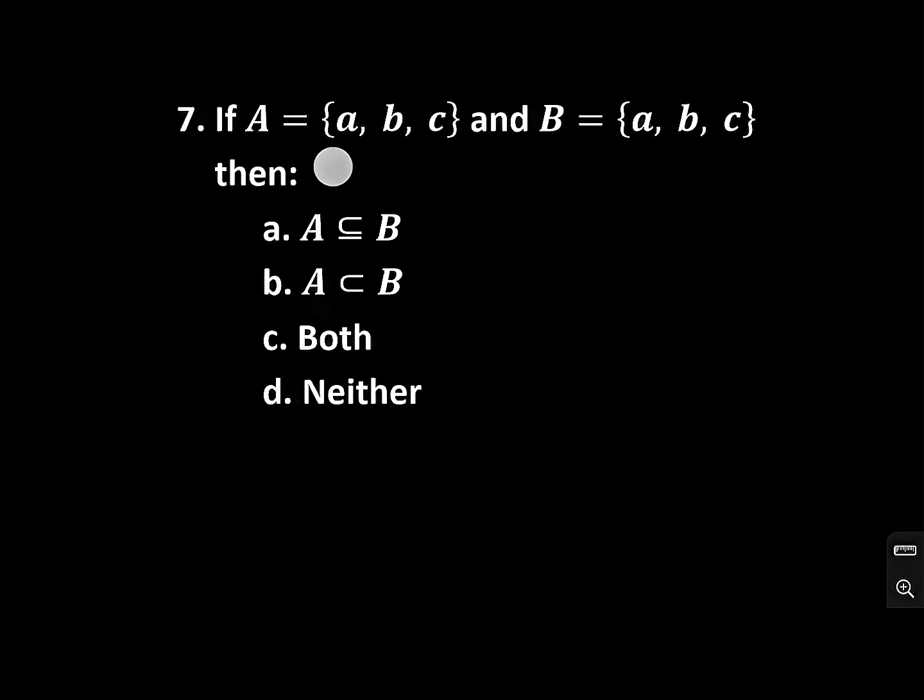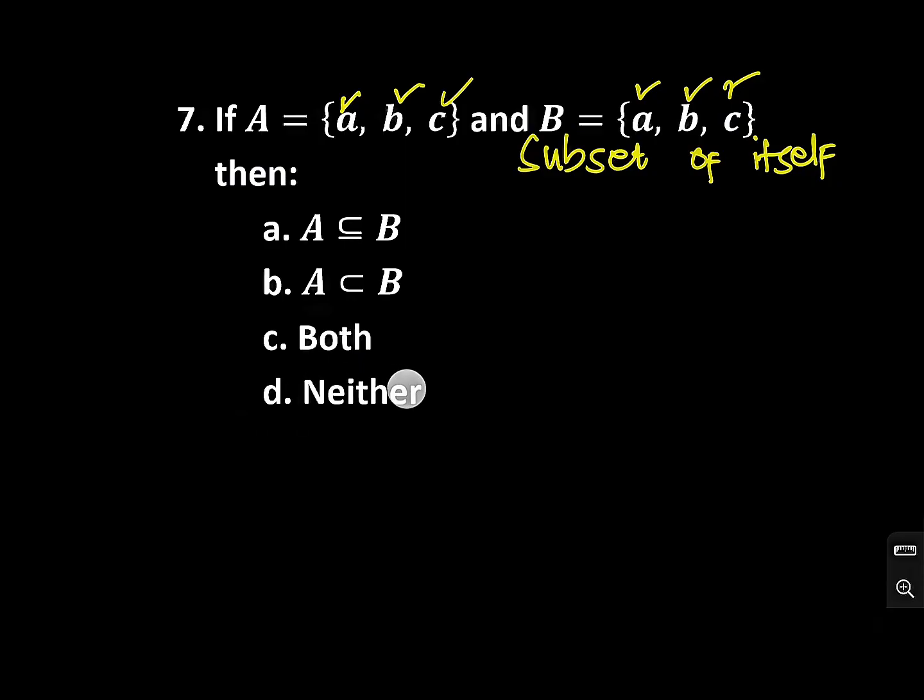Another, if set A has the elements A, B, C, and set B has the elements A, B, C, meaning we have the same elements in both set A and B, then they are subsets of each other. And option D, it's neither, meaning not a subset and also not a proper subset, which is wrong because A has equal elements to B, meaning A is a subset of B.